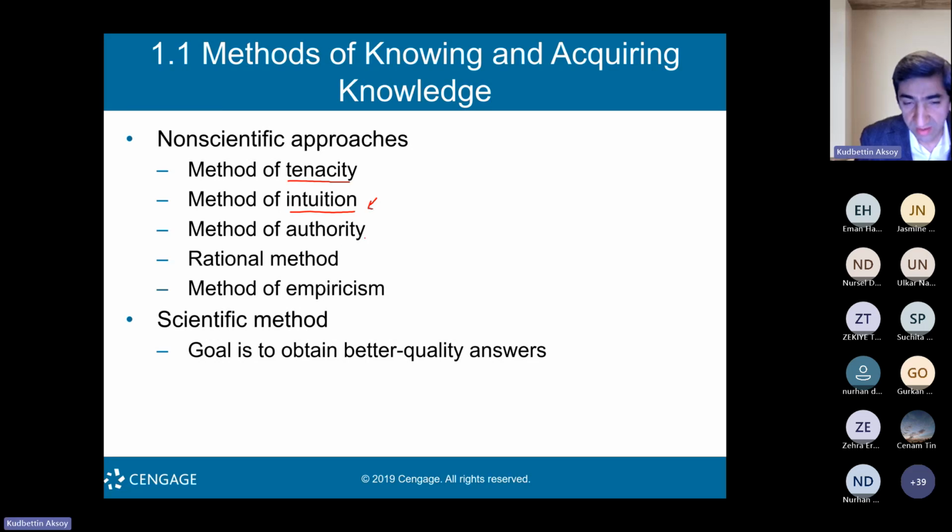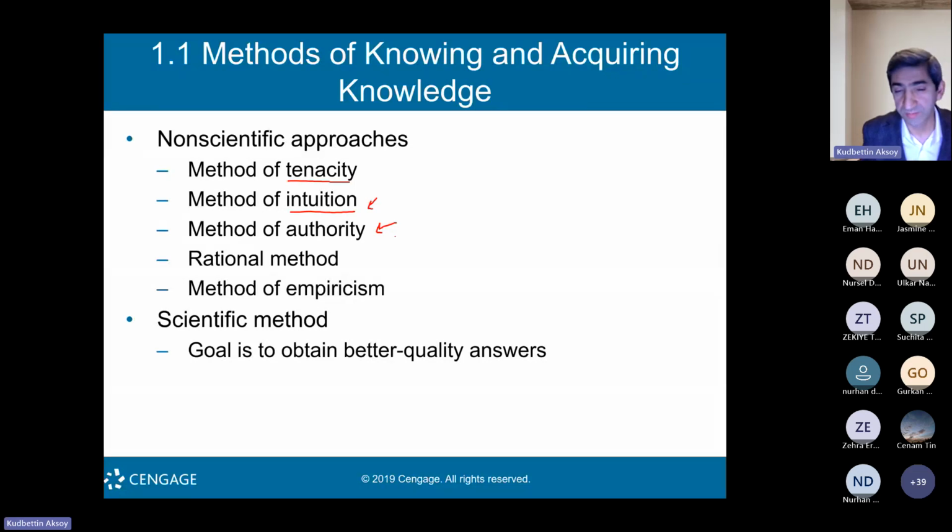Method of authority, another way of learning, which is you submit yourself to an authority, and you go as they say. So, like your doctor, God forbid you get sick, you go and see a doctor, and your doctor prescribes you something, and you take it. You don't have to have the knowledge of the doctor. Just submit yourself to the doctor. You may ask for a second opinion, but nevertheless, it is still authority.